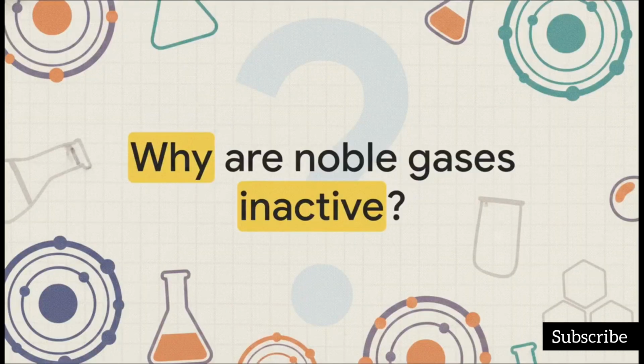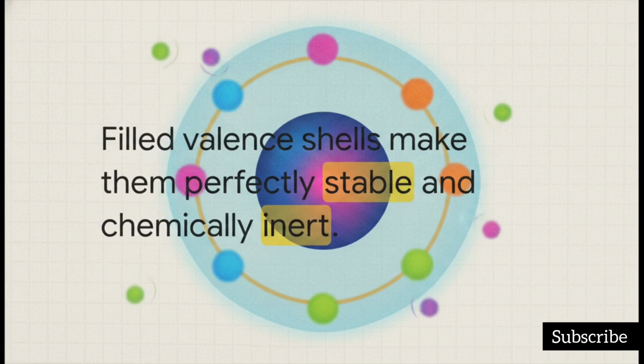Question 2 for your exam prep. Why exactly are noble gases chemically inactive? We saw them earlier hanging out in group 18. They're inactive because they have completely filled outermost valence shells. This makes them perfectly, incredibly stable, and chemically inert. They simply don't need to gain, lose, or share electrons with anyone else.